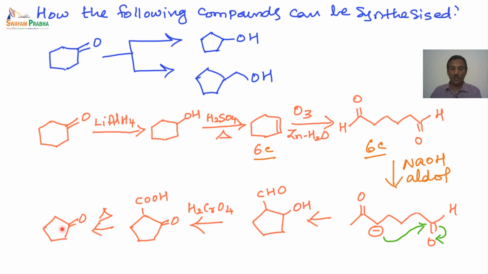So this on reduction gives the corresponding alcohol. So starting from the 6-membered one, we ended up with a 5-membered alcohol. So this is how the whole process can be carried out.